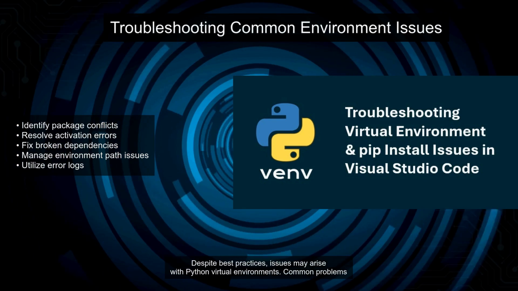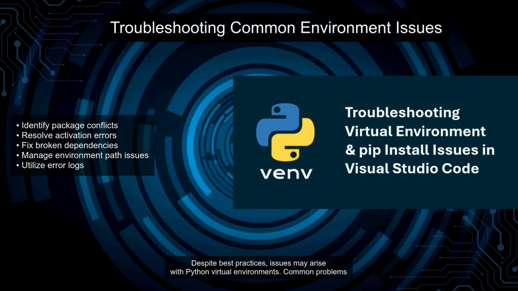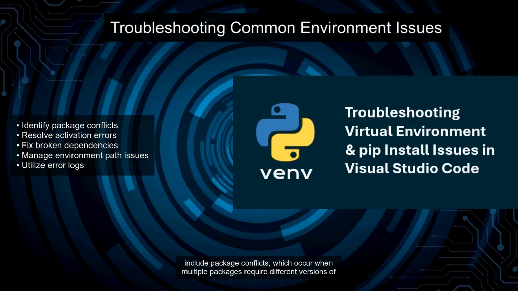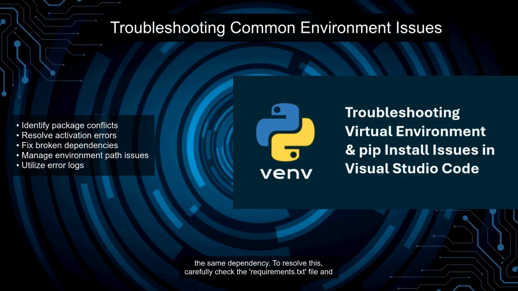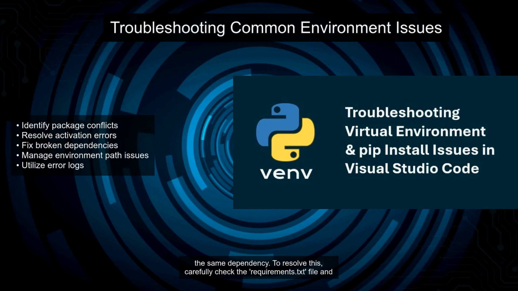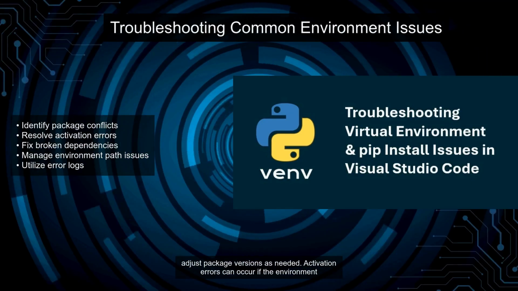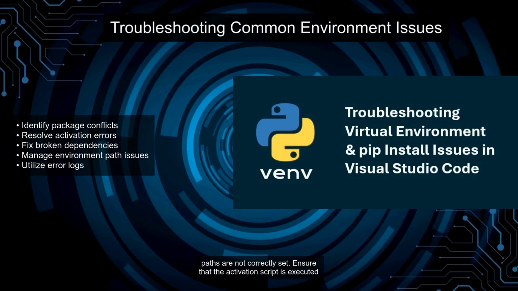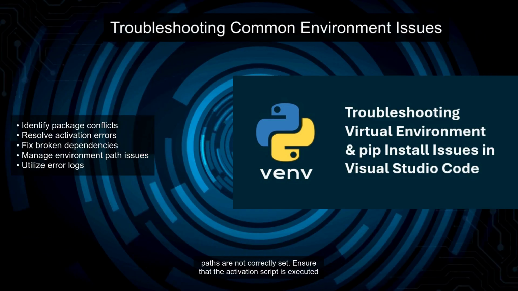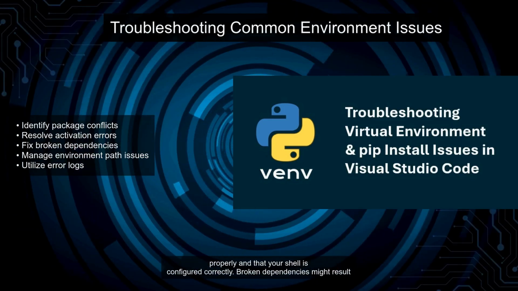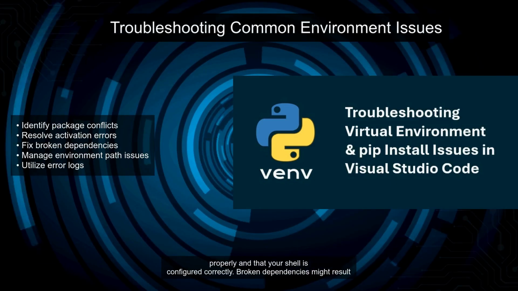Despite best practices, issues may arise with Python virtual environments. Common problems include package conflicts, which occur when multiple packages require different versions of the same dependency. To resolve this, carefully check the requirements.txt file and adjust package versions as needed. Activation errors can occur if the environment paths are not correctly set. Ensure that the activation script is executed properly and that your shell is configured correctly.